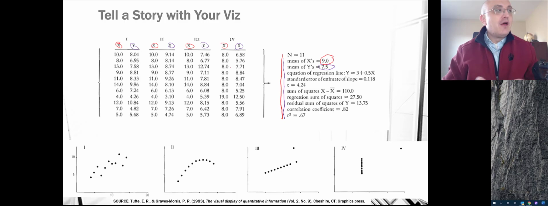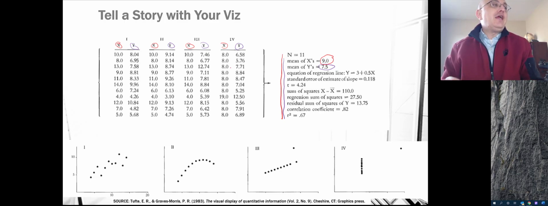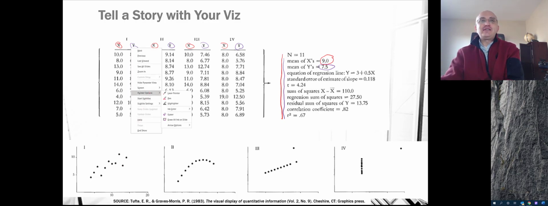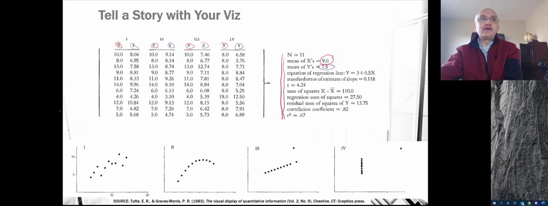So Anscombe manufactured these sets of data so that they'd all have the same descriptive statistics. And why he did this, he was trying to illustrate that when we then visualize these data sets, they have very different stories.